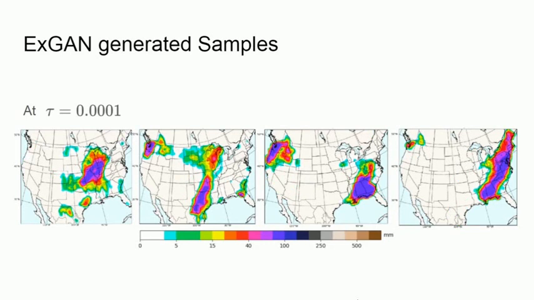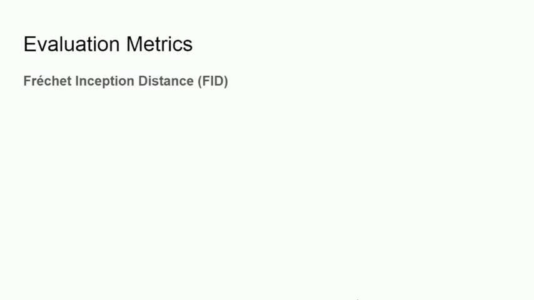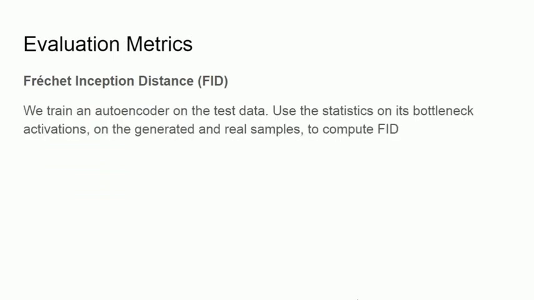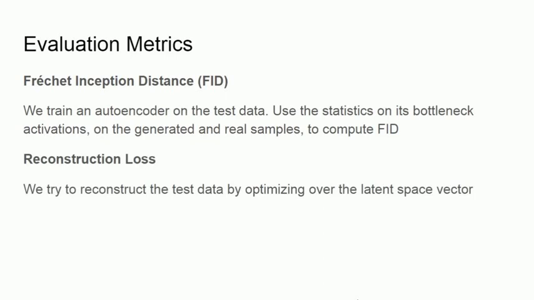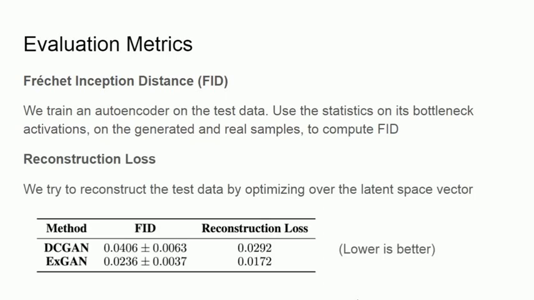Our first evaluation metric is the Fréchet inception distance, but an ImageNet pre-trained inception network is not suitable for our task. Hence, we train an autoencoder on the test data. We use the statistics on its bottleneck activations to compute the Fréchet distance. Our second metric is the reconstruction loss. Here, we try to reconstruct the test data by optimizing over the latent space vectors using gradient descent. We see that in both those metrics, ExGAN outperforms the baseline.